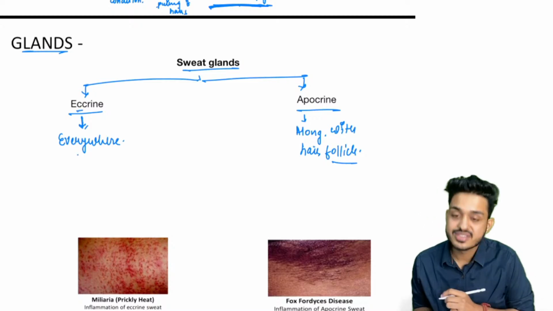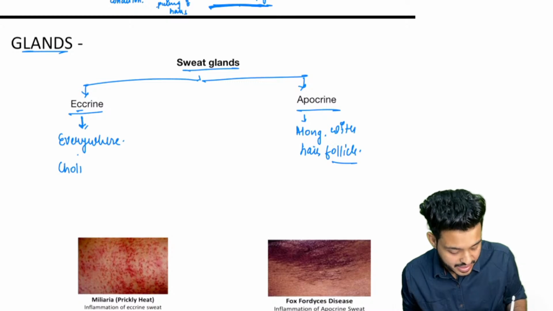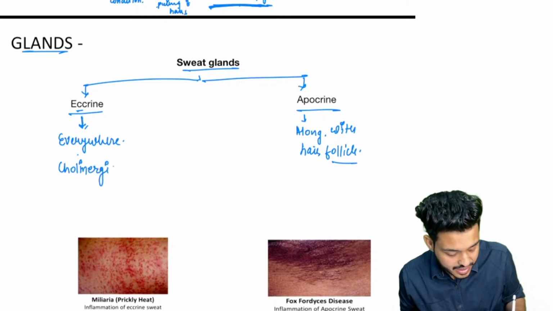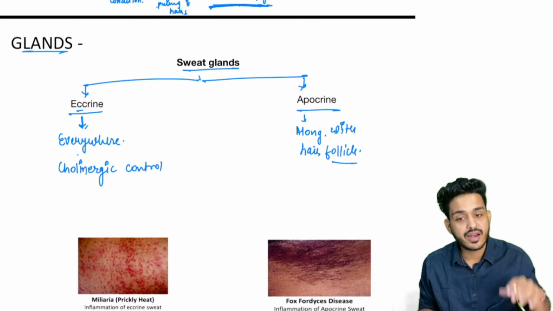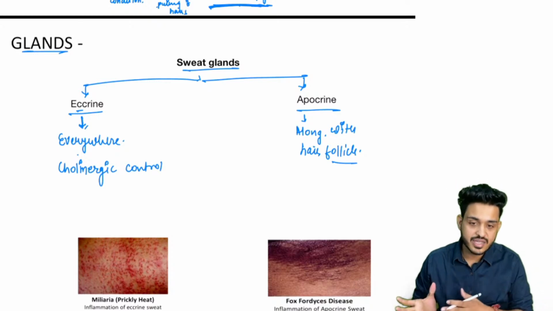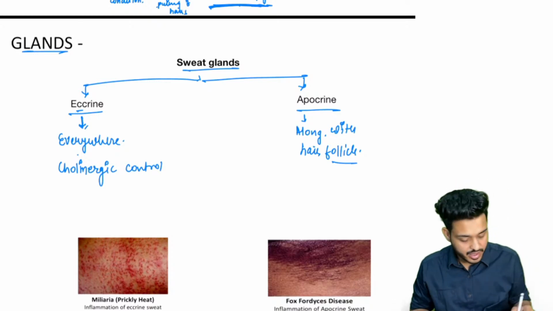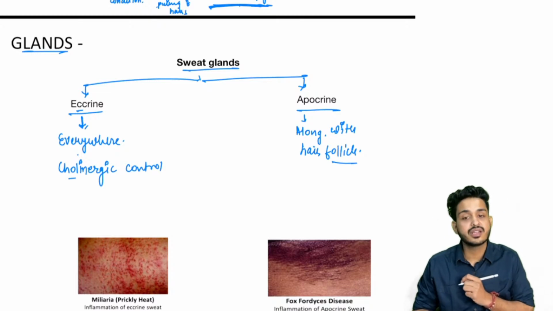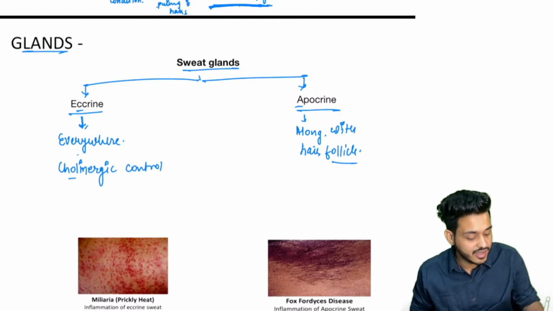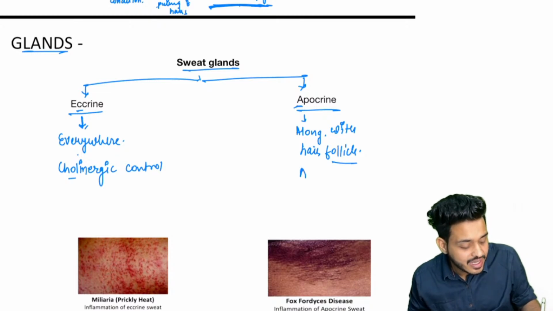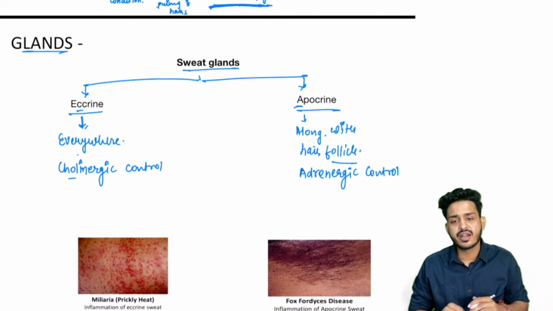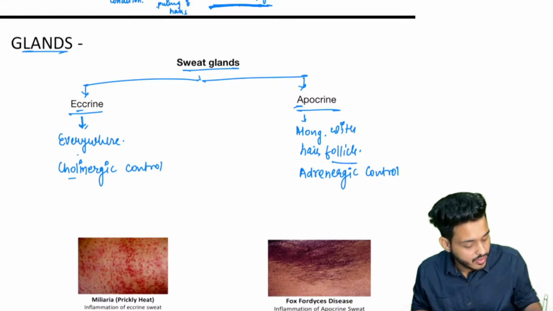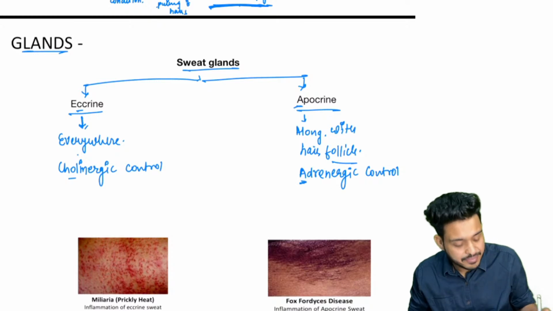This is your C for cholinergic control. So these are under cholinergic control. Cholinergic control means parasympathetic control. Cholinergic means acetylcholine, acetylcholine means parasympathetic, right? So these are under the parasympathetic control. Apocrine glands are under which control? A for apocrine, they are under the adrenergic control. Adrenergic means adrenaline, noradrenaline. So that would be your sympathetic nervous system.